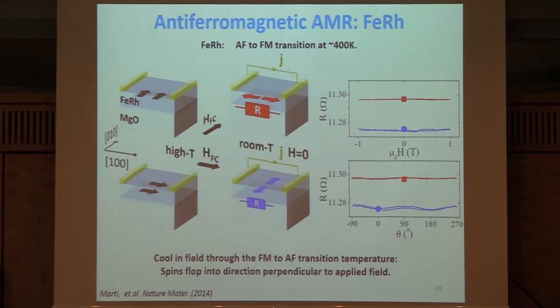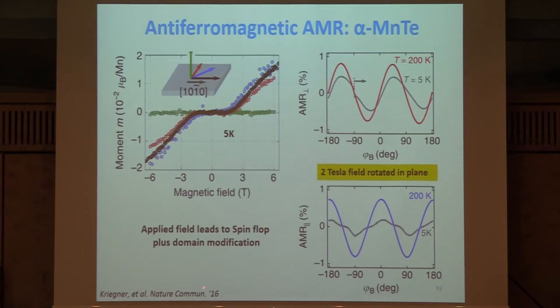But then there's this great recent piece of work on alpha manganese telluride, where I showed you the torque magnetometry earlier on. Thomas has already shown this. You see what's happening here: if you try to put a magnetic field on this out of plane, you've got an enormous anisotropy, because this is the C-axis, and nothing happens. But you get a rather soft spin-flop transition in the other direction. It's also going to be multi-domain, so there are going to be domain wall processes going on as well.